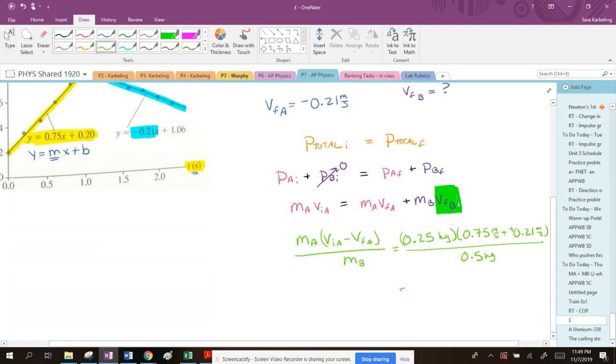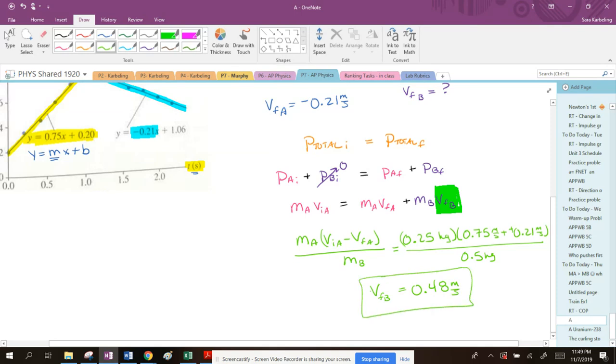Let's plug in those numbers. You can do this too. Get out your calculator and we'll do some calculating together. We've got 0.25 times 0.75 plus 0.21, then we're going to divide that by 0.5. And it looks like the final velocity, V_f for B, how fast it is going, is 0.48 meters per second.